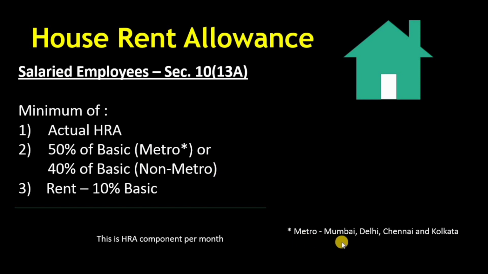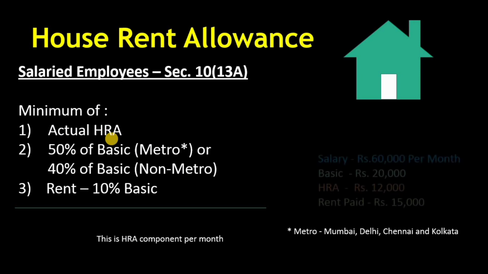Metro cities are Mumbai, Delhi, Chennai, and Kolkata. So if you are residing in any of these four cities, then you can calculate 50% of your basic, else 40% of your basic. And the third and last one is rent minus 10% of basic. You need to have all these three calculations handy before considering your final HRA. The minimum of all these three would be the HRA component that you can claim in your income tax deduction. So we'll see through an example.